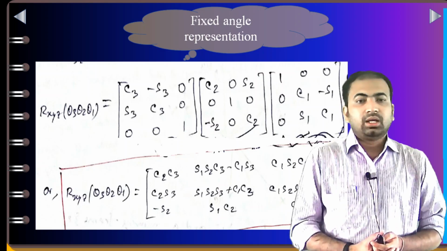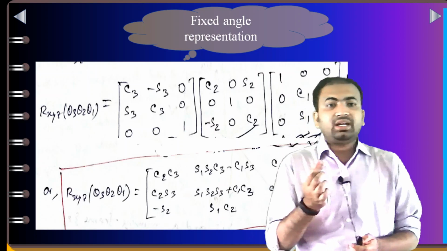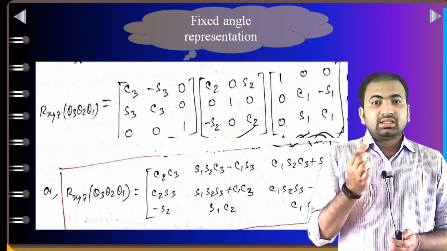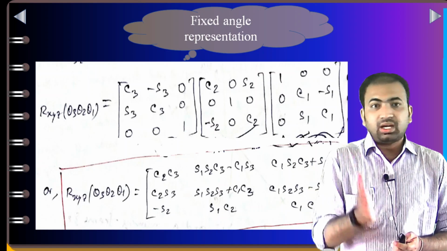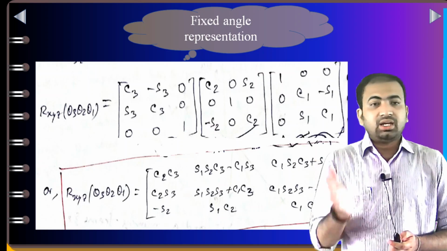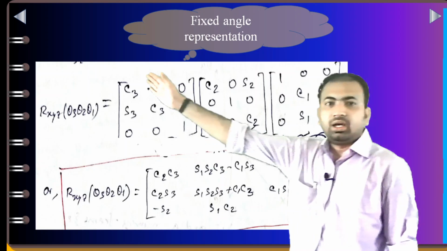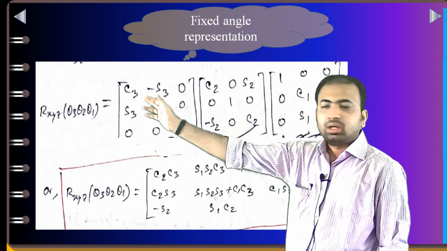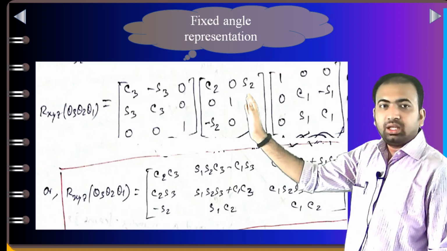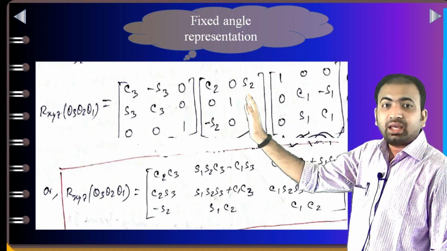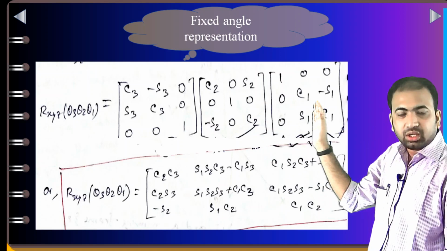Your Rz theta, or Rz value, will be C theta, minus S theta, 0, then S theta, C theta, 0, 0, 0, 1, which is written here, this matrix you can see. Then Ry was this one, already we have studied this in previous classes, and Rx was this matrix, we have also studied the same thing here.